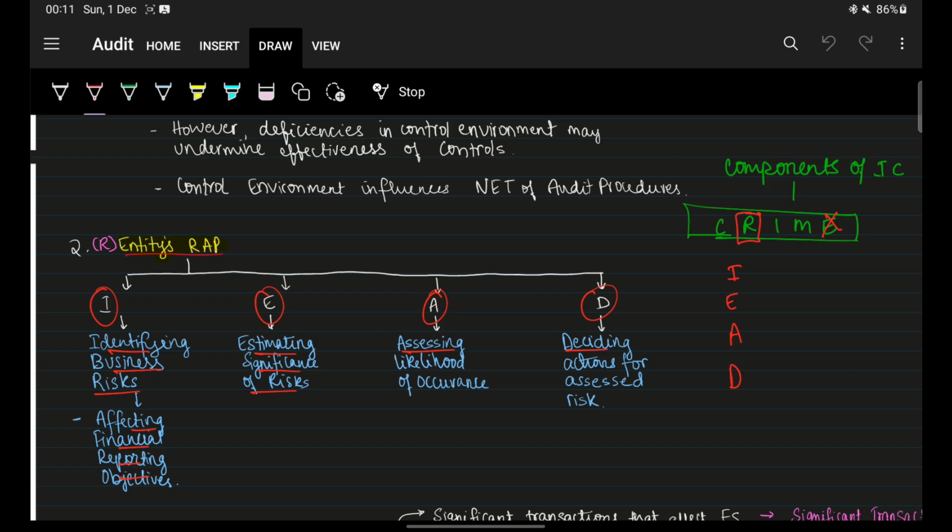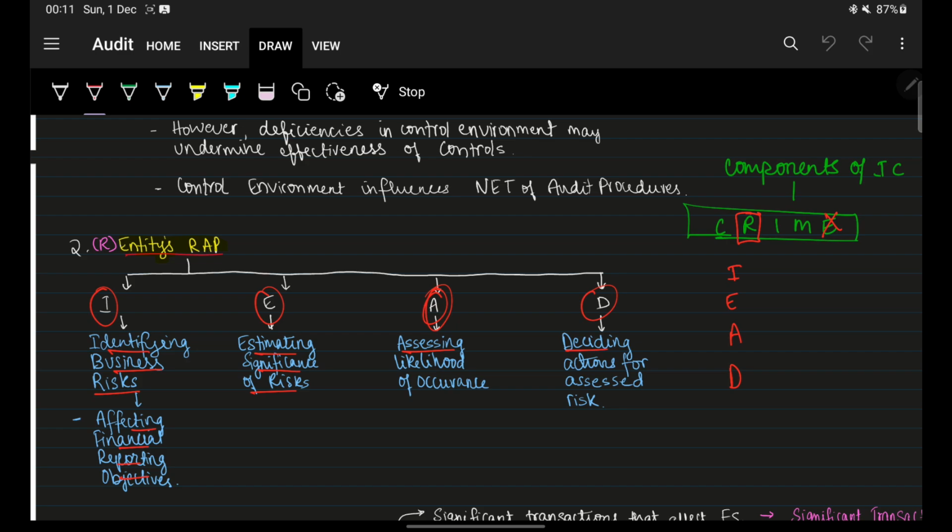Meaning, whether that risk is something that can cause material misstatement, whether that risk is material or not. Firstly he has to identify. First is identify, next is estimate the significance of those risks. Next he has to assess the likelihood of occurrence.